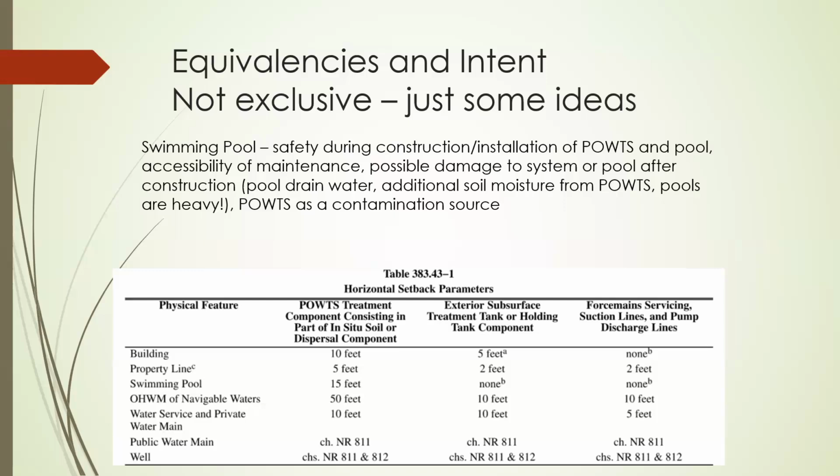So if you look, there is no setback to an exterior subsurface treatment tank or holding component for a swimming pool, but it has to be accessible for maintenance. But if we put a huge pool right on top of the tank, is that going to damage it? Maybe. So we'd want to keep that in mind. And then the POWTS is a contamination source. So the treatment component, are we getting so close to the pool that if both of them are leaking, we would end up with E. coli in our swimming pool? Not ideal, obviously. So those are things that you would want to keep in mind with the swimming pool variance.